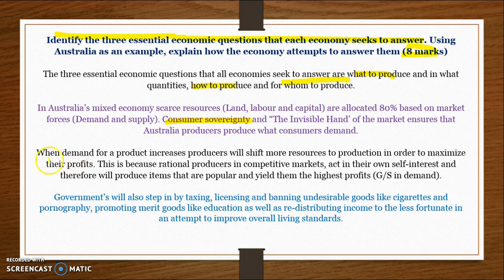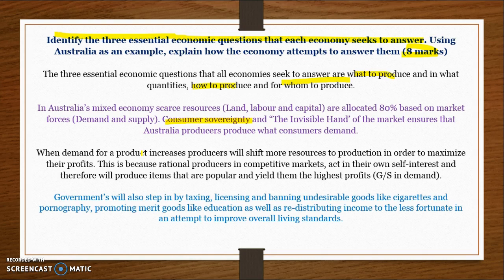So what that means is that when demand for a product increases, producers will shift more resources to produce that product in order to maximise their profits. Rational producers want to act in their own self-interest and therefore produce the products that are in the highest demand because they will generate the highest profits. So make it really clear that mainly what is produced in Australia is through consumer sovereignty, demand and supply, with products that are in higher demand getting a higher profit and therefore more resources being allocated to their production.